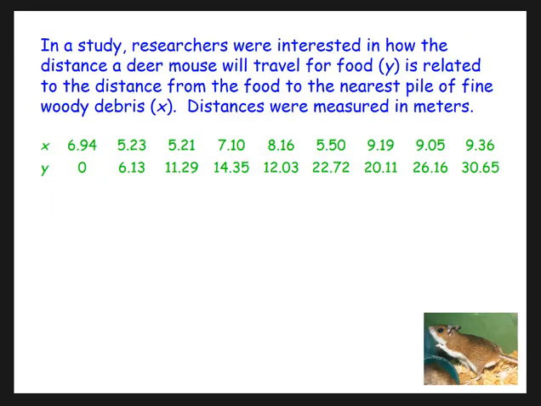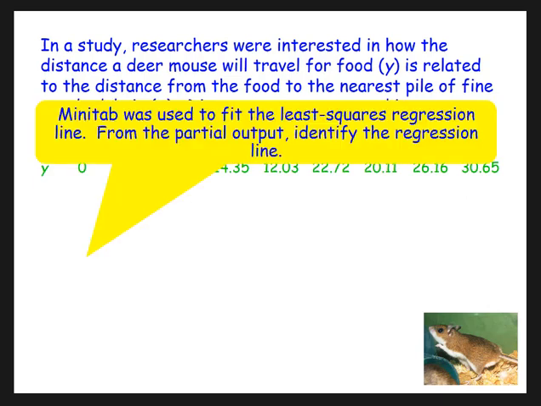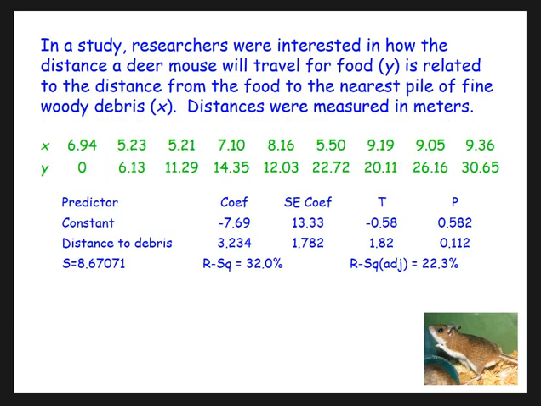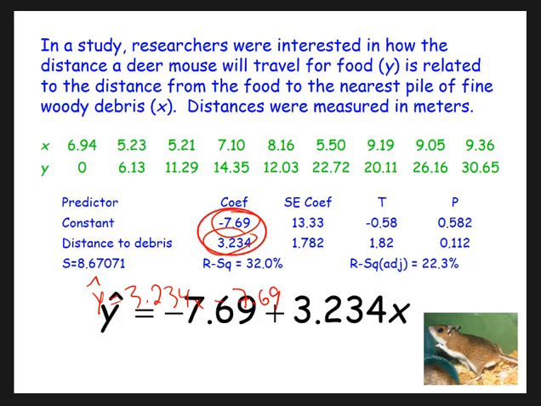So here's a data set on the distance a deer mouse will travel for food, from the food to the nearest pile of fine wooded debris. So many tabs used to make this equation here. So this is our intercept, that's our slope. So this would be y equals 3.234x minus 7.69. Make sure I put a hat over that y, because that y is being predicted. And there's our equation. They did it backwards from what I did, but it's the same equation.